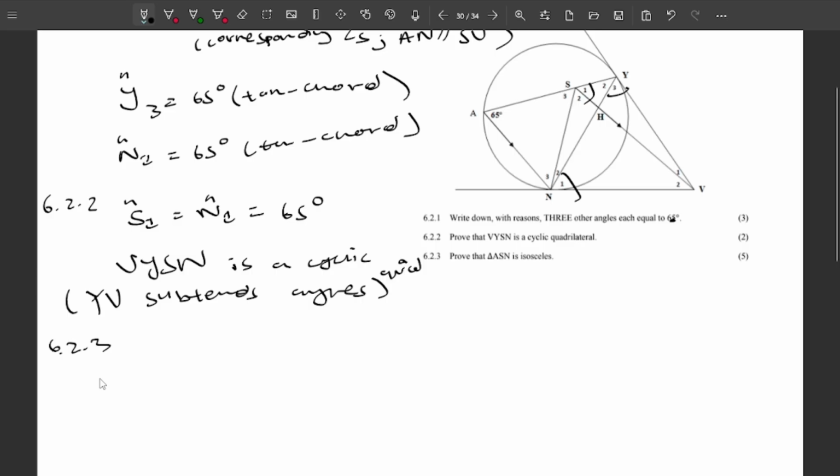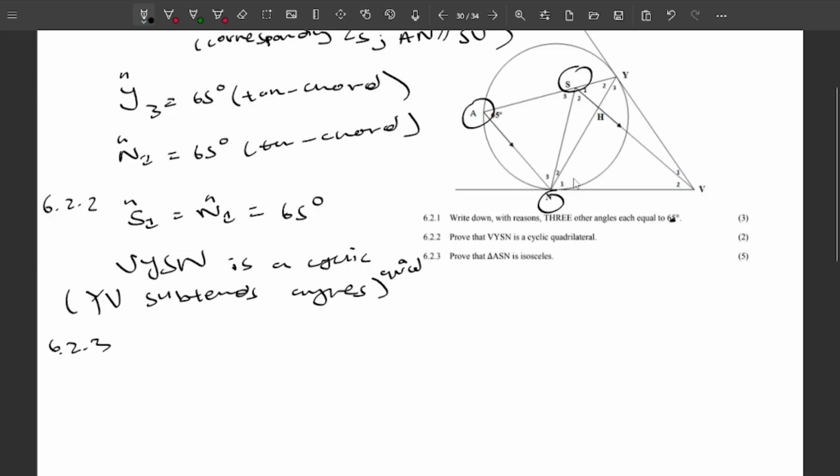Now they want us to prove that ASN is an isosceles. Now this ASN, they want us to prove that it is an isosceles triangle. Now how are we going to do that? Now we do know that in an isosceles triangle, both of the opposite angles are equal to each other. Okay, so we just have to find that one. Okay, now since we proved before that there's a cyclic quad here, we can use that cyclic quad to our advantage. So the first thing that I want us to look at is S2.